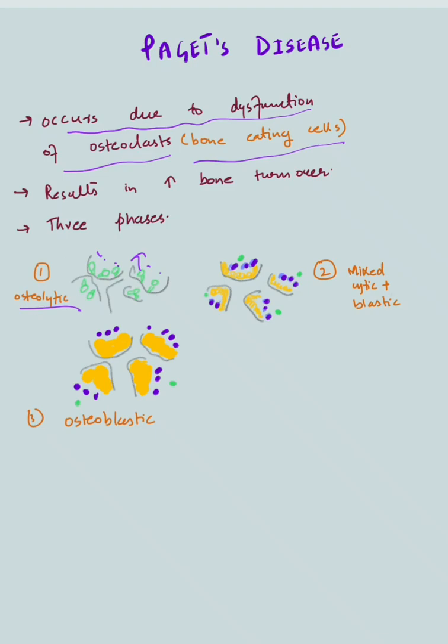The second phase is the mixed lytic and blastic phase. In here, these purple cells are the osteoblasts. The osteoblasts come into play, and they result in formation of bone. This yellow is just bone, or sclerosis. So that is the mixed lytic and blastic phase. Here both the osteoclasts and the osteoblasts act together. Then the third phase is the osteoblastic phase. In this phase, the osteoclast activity slows down, and mainly we get the osteoblast activity, and there is increased sclerosis and bone formation, and this results in all of the problems that we're going to discuss next.